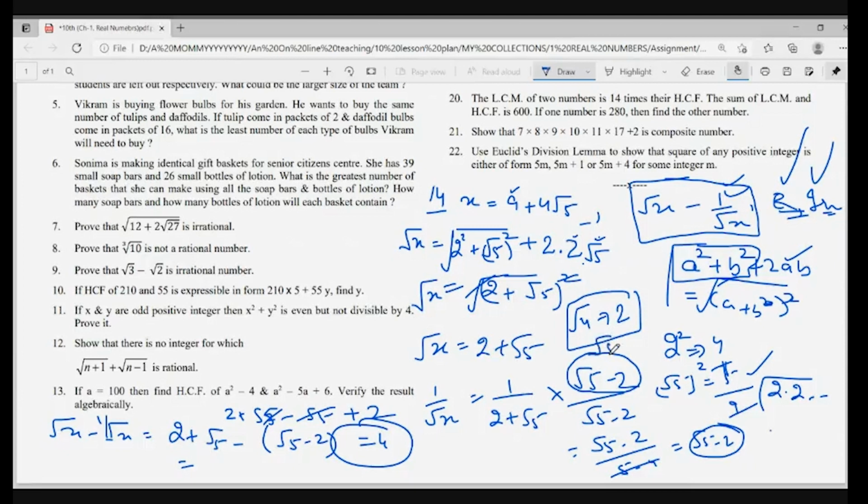It means root 5 is greater than 2. Actually, this is 2.2 something. This we know, root 5. So it should be positive, na? Otherwise, it will get some problems in that. So we have taken the positive value, root 5 minus 2.